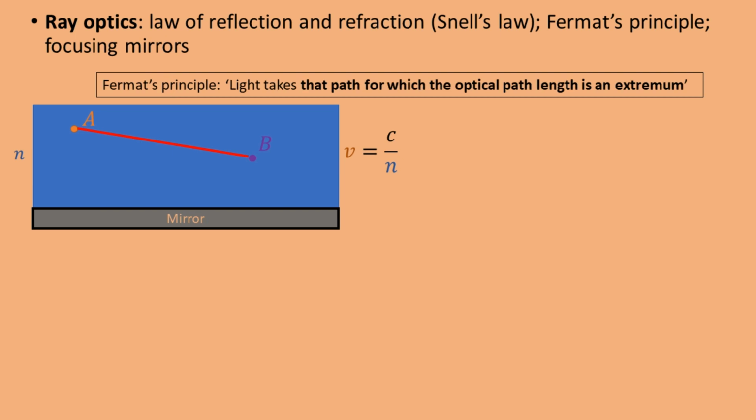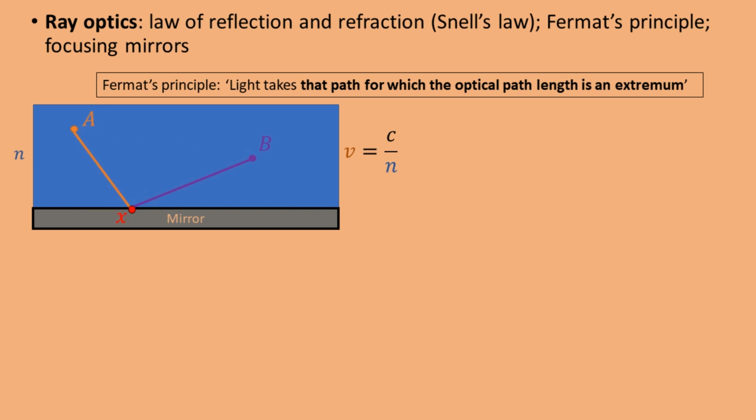This means that the travel time could be a global minimum, but it could also be a local minimum, or even a local maximum. So now it should be clear how we can use Fermat's principle to derive the law of reflection. Light has to go from point A to point B via a point X on the mirror, so that its travel time is a local minimum.